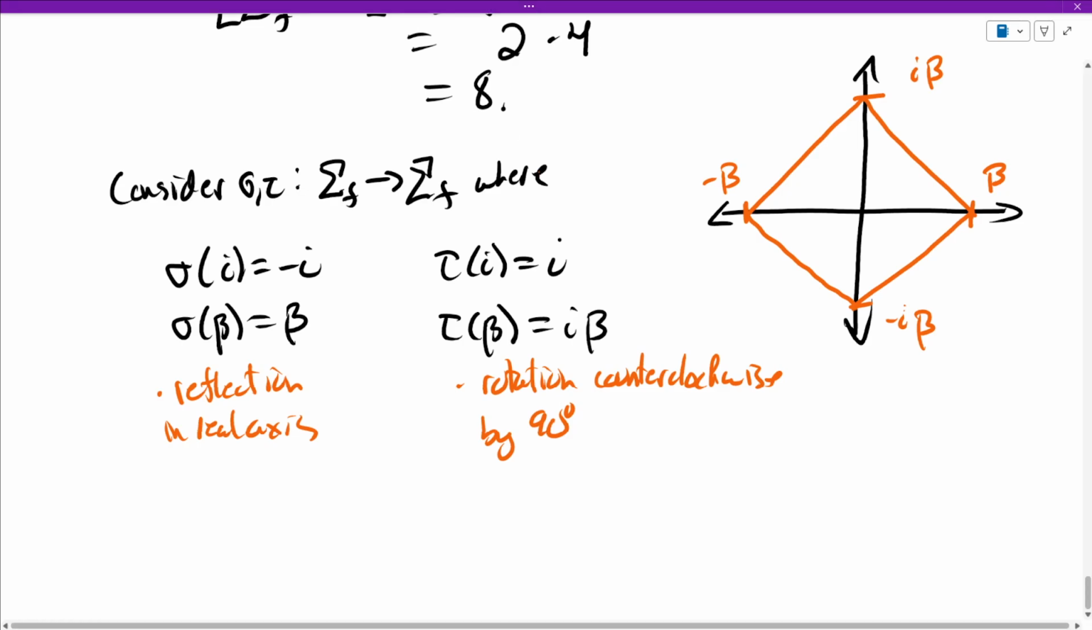Now, it suffices to say what an automorphism does to i and beta, but we have to be careful. We can't just say, oh, this is what has to happen. We need to check these are automorphisms.